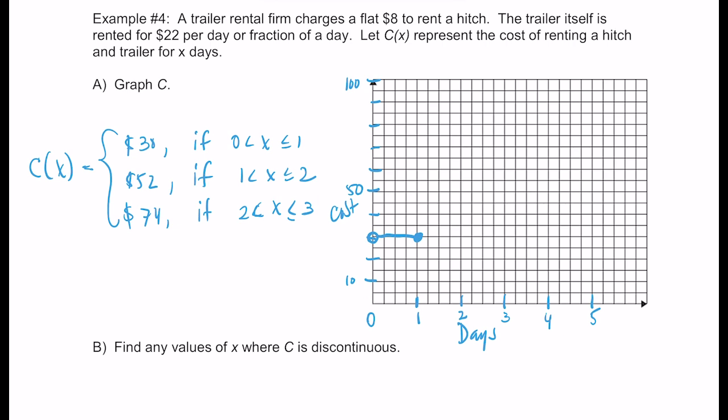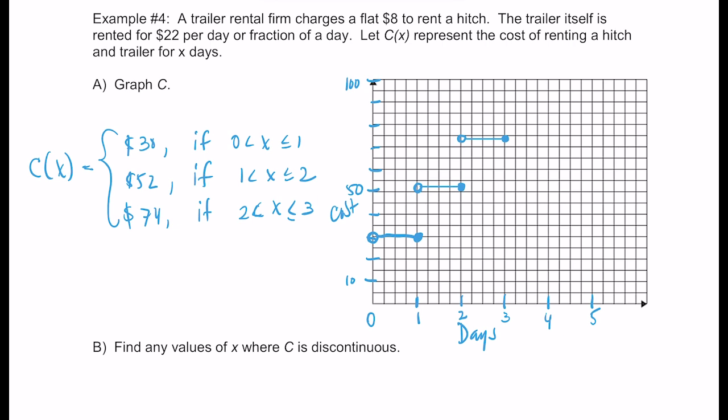Now, the next cost is 52. So I'm going to go up to 52. This time I'm going to have an open circle on 1, and I'm going to go out to 2. And then for my next one, it's going to be 74, like that. And you could keep going if you wanted.